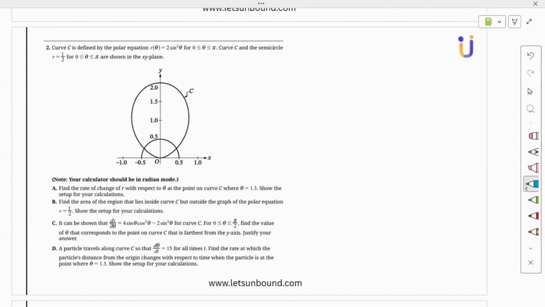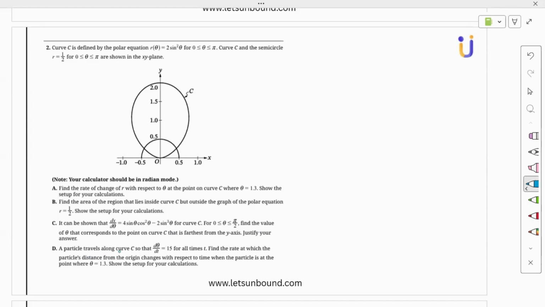Now part C: they have given dx by d theta for the curve C, and for the interval 0 to pi by 2, we need to find the value of theta that corresponds to the point on curve C that is farthest from the y-axis. So we need to find a value of theta where the point is very far from the y-axis. Justify your answer. This is the kind of question.